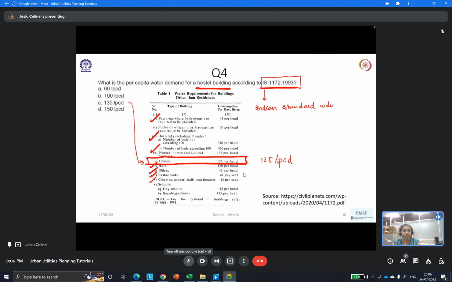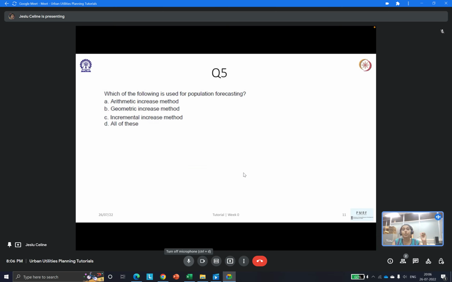We need not memorize the exact value, just an average idea would be enough. But where to refer to when it is required, that idea we will definitely get from this entire course. So while you're referring to this particular question, you can download the code and save it in a particular folder. It's just a general piece of advice. So let's move on to the next question: which of the following is used for population forecasting?